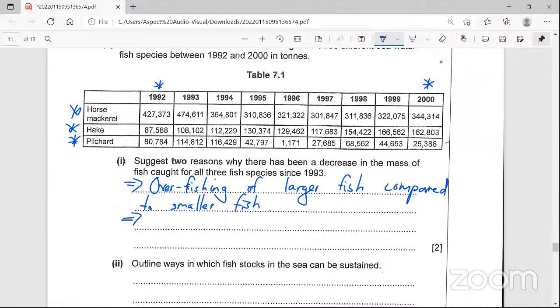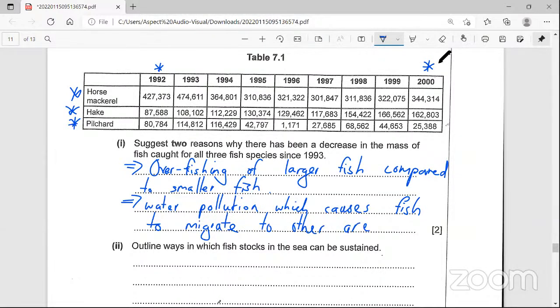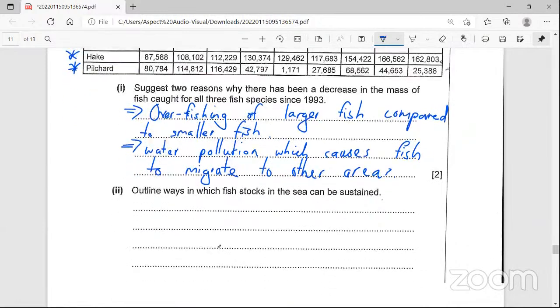Water pollution, right? Which causes the fish to migrate. Are we together? Fish to migrate to other areas. Yes? No, there's one paper I want us to look at. Migrate to other areas. Right. So that is your point there.